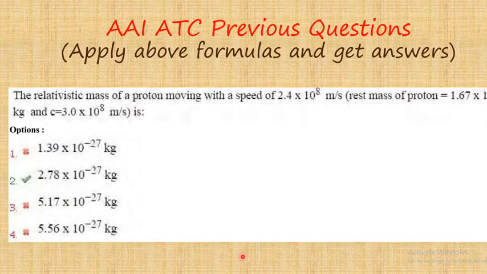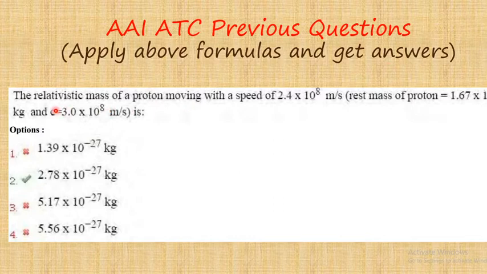So now the question is on the screen. So what do we have? This is an AAI ATC previous year question paper. We have taken a question from the previous paper. Whatever formula we have discussed just now, apply our formulas and get the answer. So this is all you have to do. Let's see what it is.